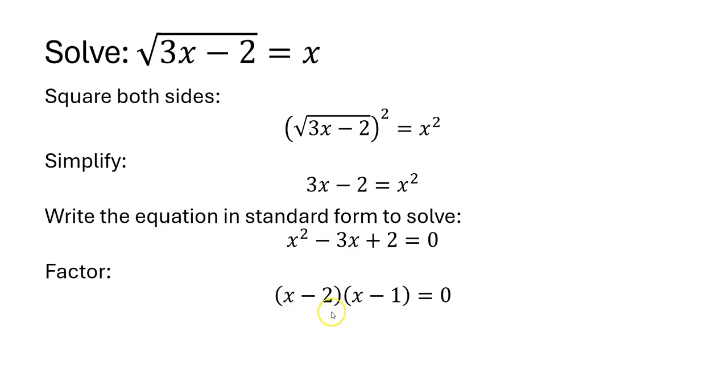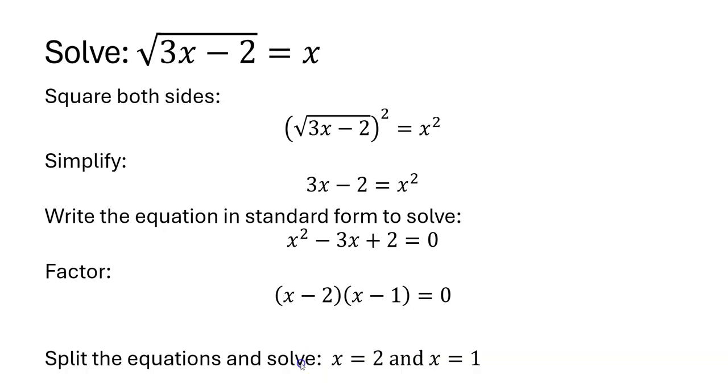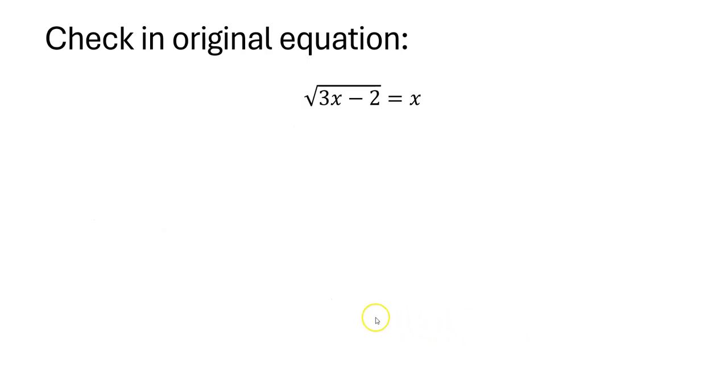So we have x minus 2, x minus 1 equals 0. Set each of our x binomials there equal to 0, and we end up with two solutions, x equals 2 and x equals 1. But don't forget to check.